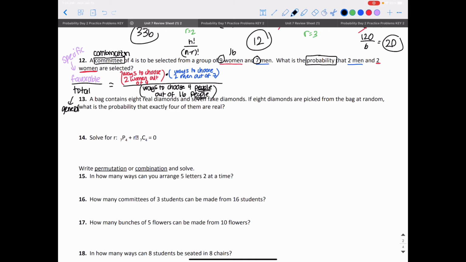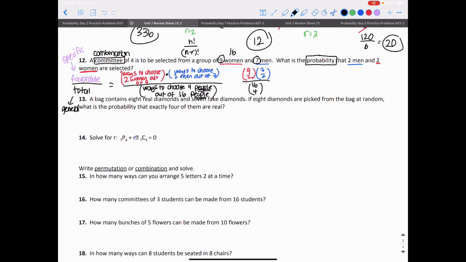Okay, so what I did here is in the top, I talked about the specific. I took each category at a time and then I combined them with multiplication. In the bottom, I talked about the general. So instead of defining them as women and men, I defined them as people. I didn't care if it was men or women. And then from there, I could rewrite this as 9 choose 2 times 7 choose 2 all over 16 choose 4.